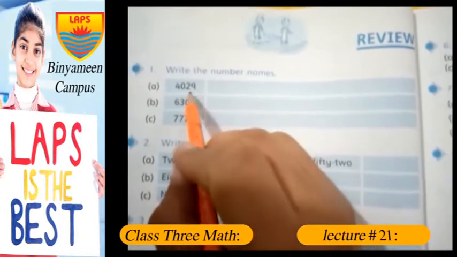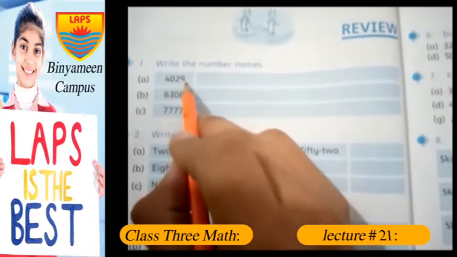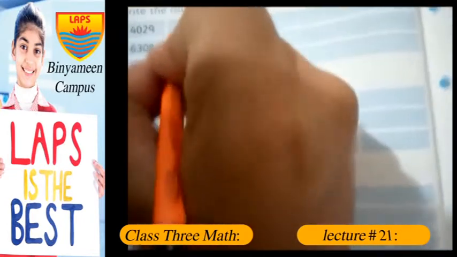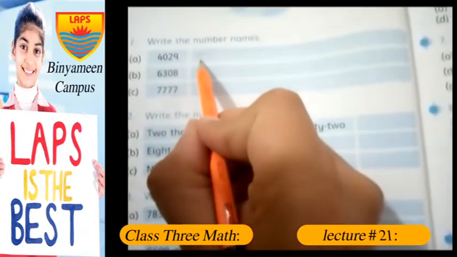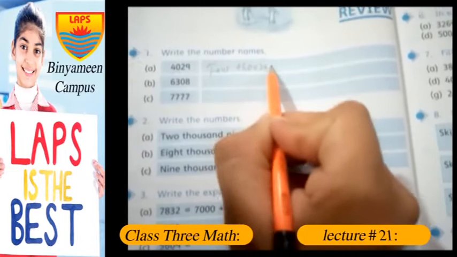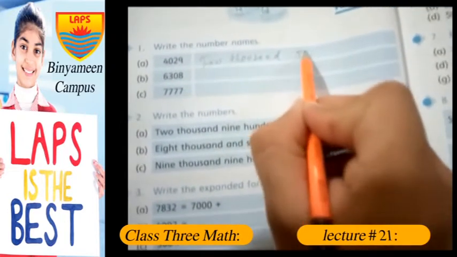Write the number names. For the first one here, it says ones, tens, 100,000, and we have 4 at thousands place, so it must be 4,000 and 29.